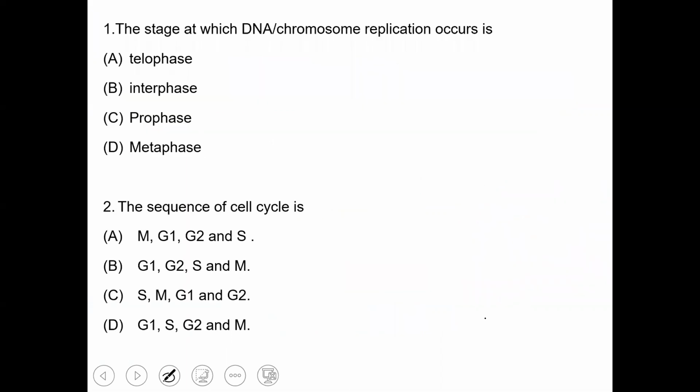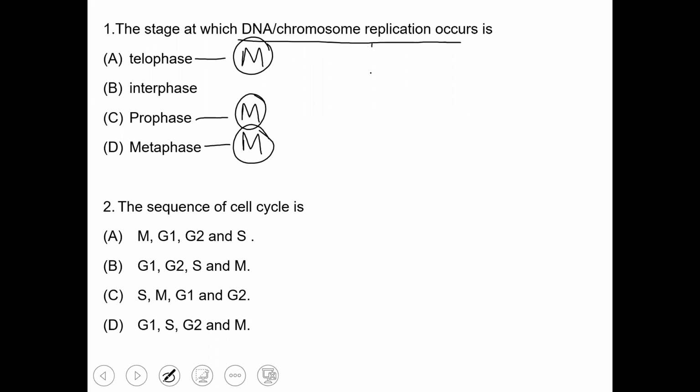Now let us solve some questions based on the topic we have discussed, that is the cell cycle. The first question: the stage at which DNA or chromosome replication occurs. We know that telophase, prophase, and metaphase are the stages of mitotic division.